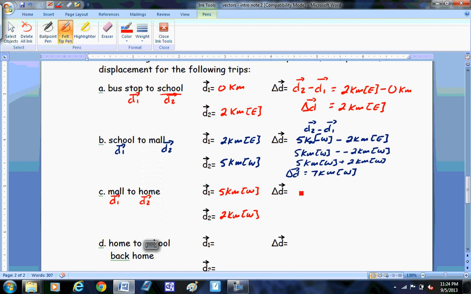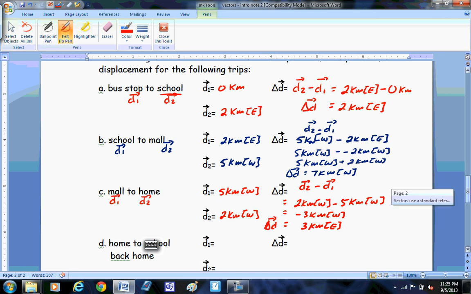And I want to know my change in position. So I'm going to go, okay, D2 minus D1. So my second position minus where I started. So in this case, it's going to be 2 kilometers west minus 5 kilometers west. And I get a value of negative 3 kilometers west. In other words, 3 kilometers to the east. Remember, negative west is really east. So my change in position is 3 kilometers east.